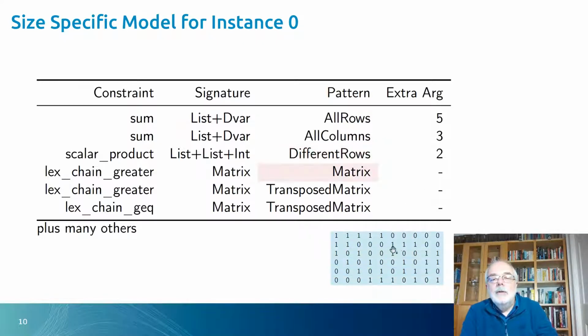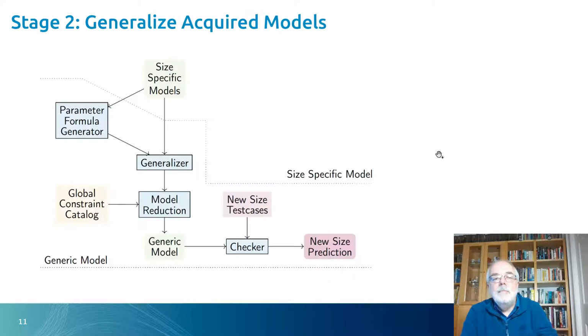Then we have a constraint that applies to the whole matrix, the lex_chain_less constraint, which is a symmetry breaking constraint. And we have one that applies to the transposed matrix, lex_chain_less as well. But of course, not just this constraint, we would also have a lex_chain_lesseq. And in fact, we have many other constraints that we are not needing for our example at the moment. Okay, so this is the size-dependent model where we have these fixed parameters here.